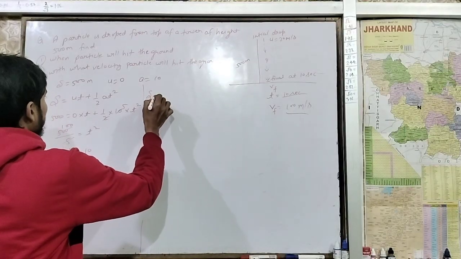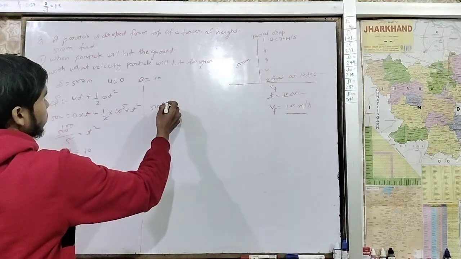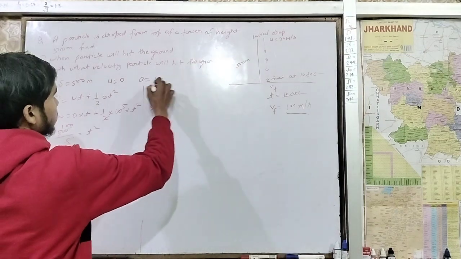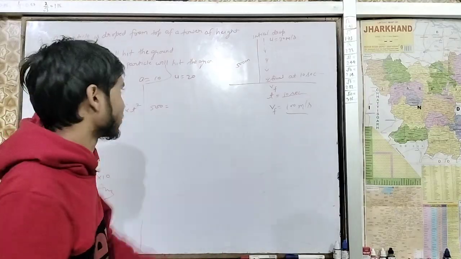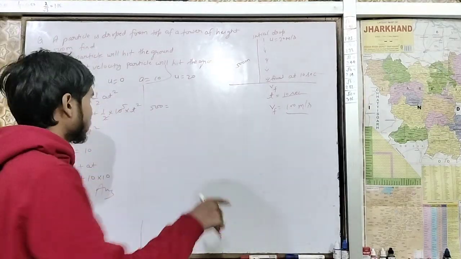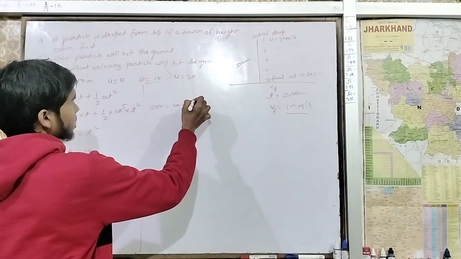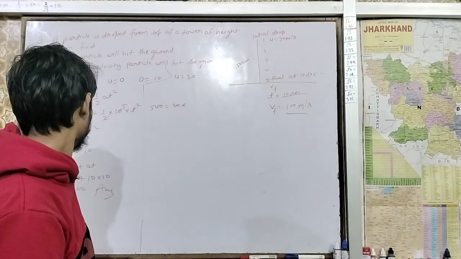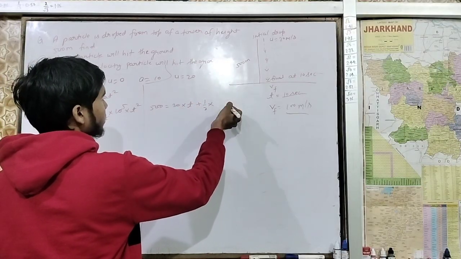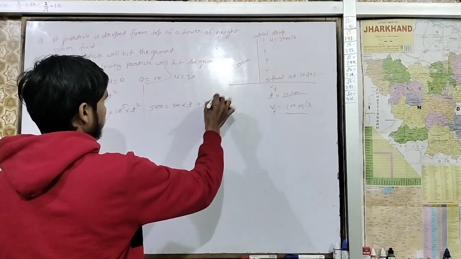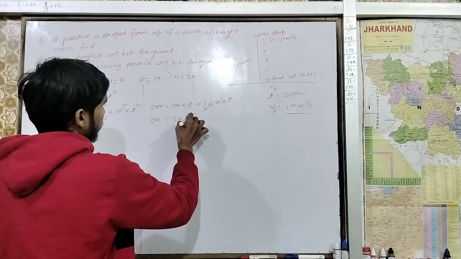Now s is your 500 and u will be your 20. Downward is positive, we are considering downward as positive, so u is 20. t we don't know. s equals u t plus 1 by 2 a t square, a is 10. t we don't know. 500, no problem. 20, no problem.